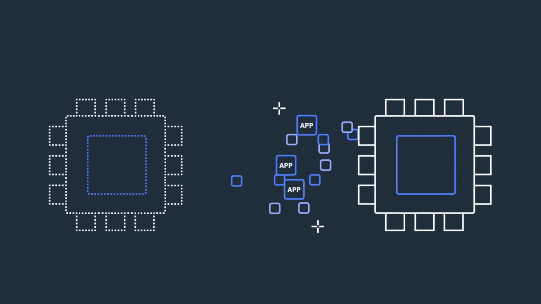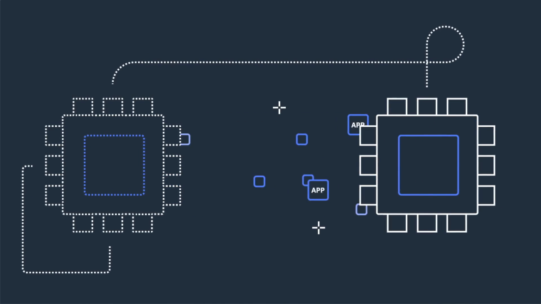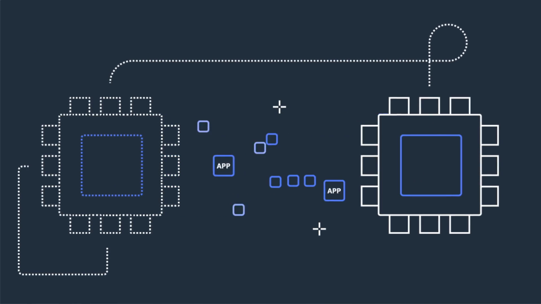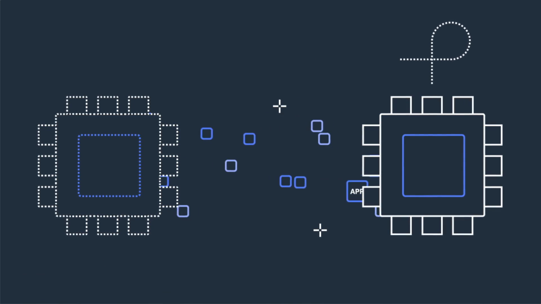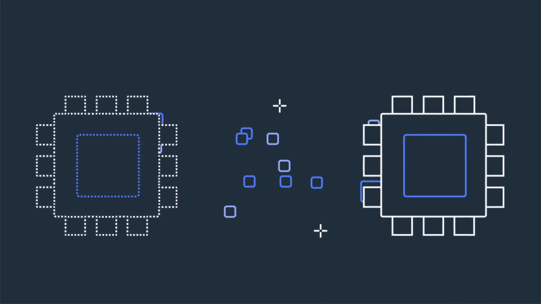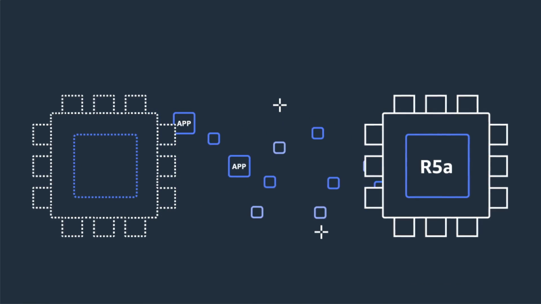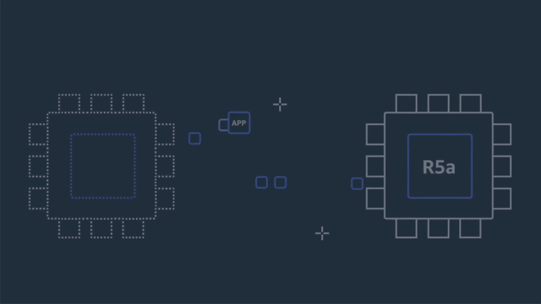Migration to these new instances is seamless. Customers can easily migrate workloads currently running on existing EC2 instances to the new AMD-based variants with little to no modification. These instances are available in the same sizes and offer application compatibility with the C5, M5, T3, and R5 instances, so customers can start using them just like their other EC2 instances.